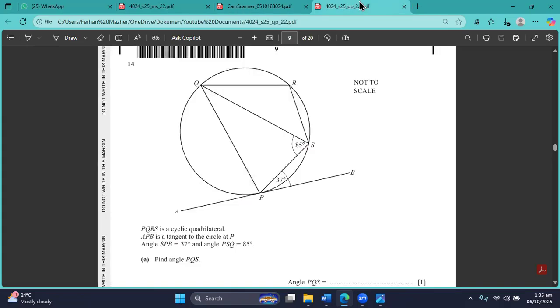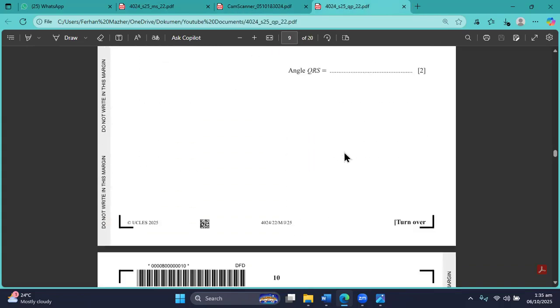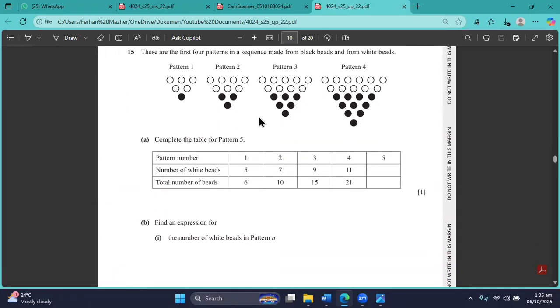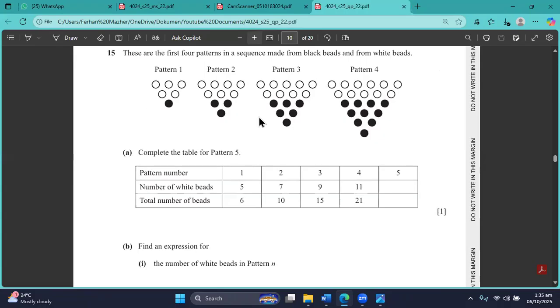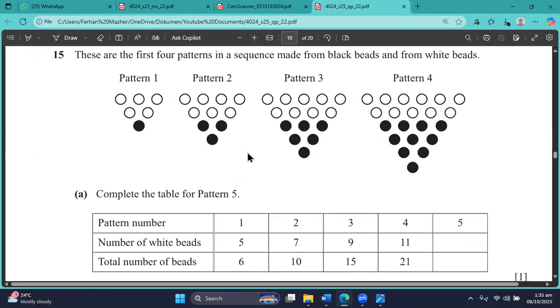The whole question is showing up on your screen. So we are done with the question number 14. Now we are going to the next question, question number 15. He says that these are the first four patterns in the sequence made from black beads and from white beads. Complete the table for the pattern number 5.